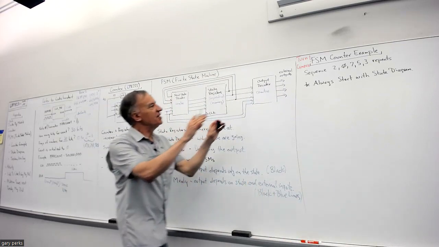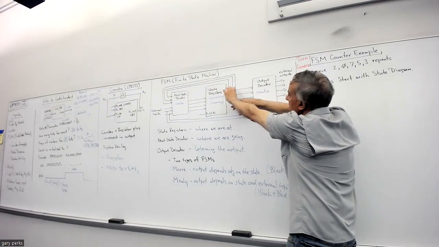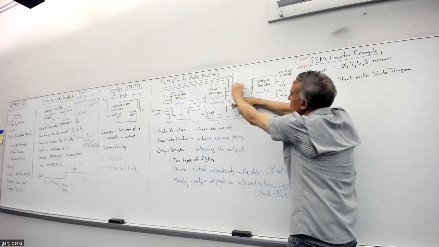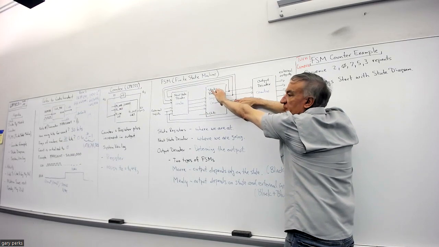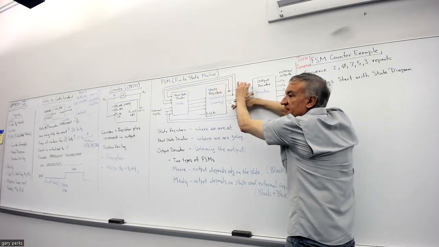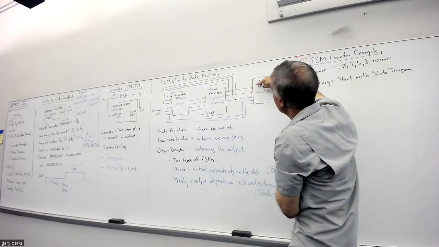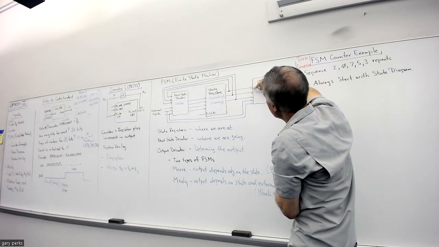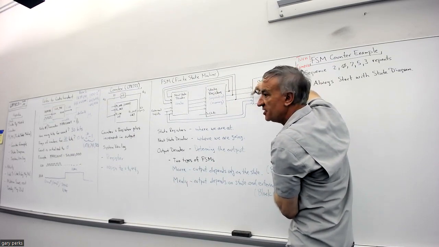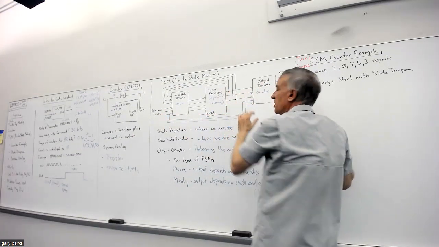Okay, because if you look over here where the output decoder is, the inputs of the output decoder are only coming from the state registers, right? And that's where we're at. That's the state we're at. Okay, if this is a Mealy, well, you not only have the state registers inputted to the Mealy output decoder, but you also have these external inputs coming in too.